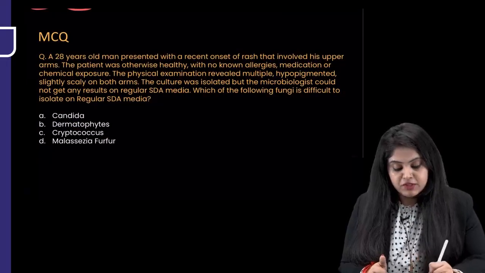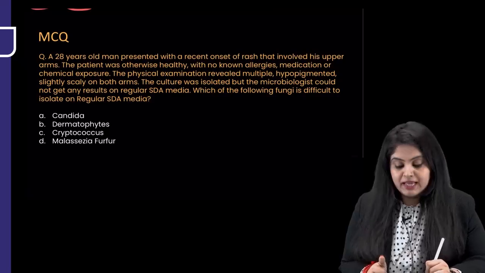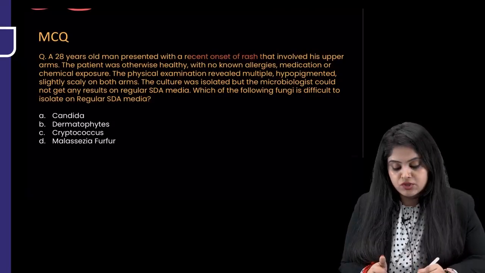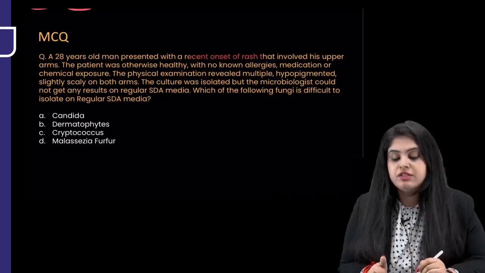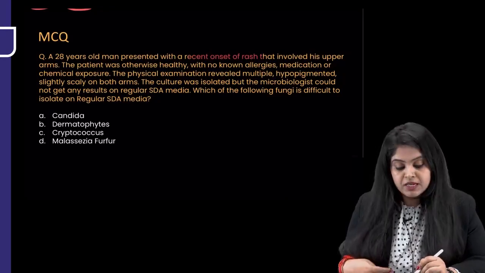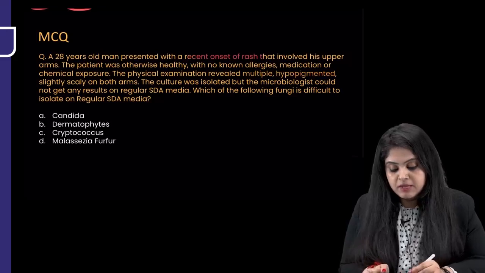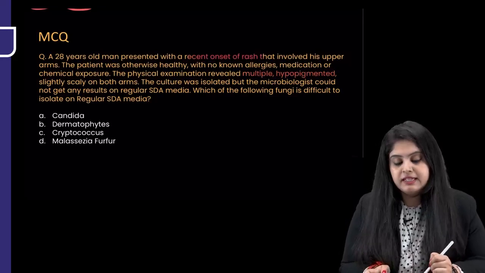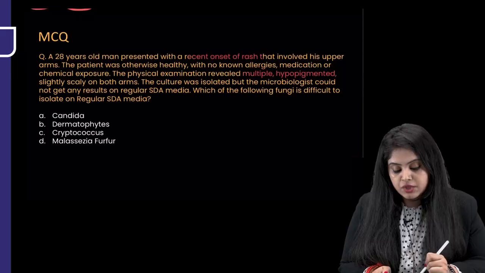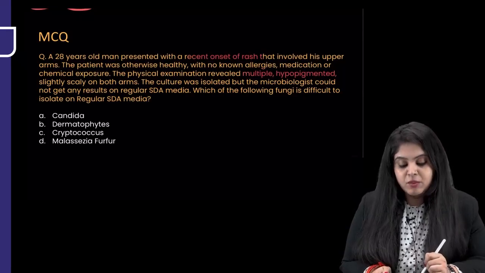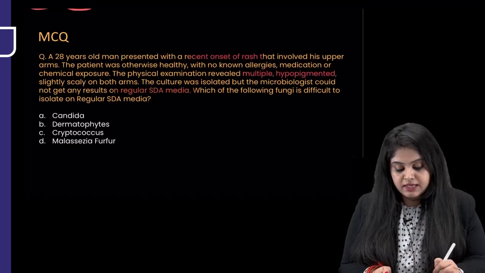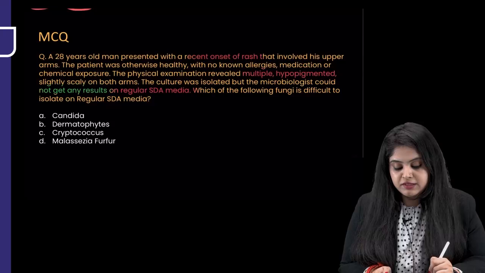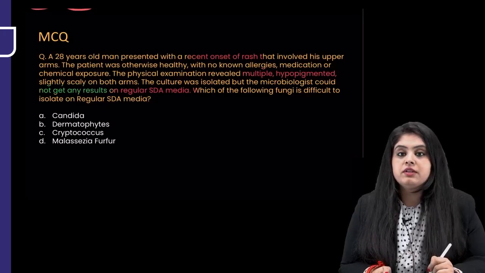Let's begin. So first and foremost, you have a 28-year-old man who's presented with recent onset of rash that involved his upper arms. The patient was otherwise healthy with no known allergies, medications or chemical exposure. The physical examination revealed multiple hypopigmented, slightly scaly lesions on both arms. The culture was isolated, but the microbiologist could not get any results on a regular SDA media. Which of the following fungus is difficult to isolate on a regular SDA media?